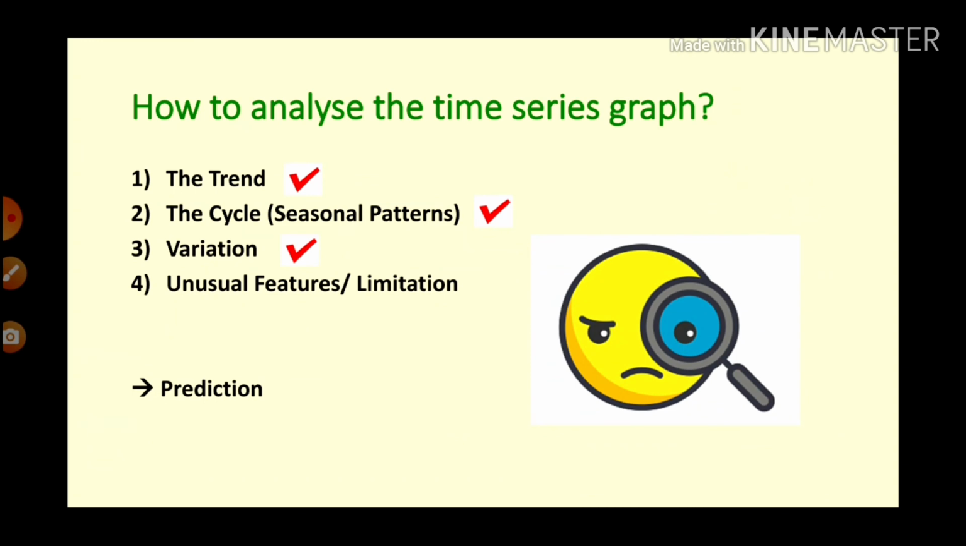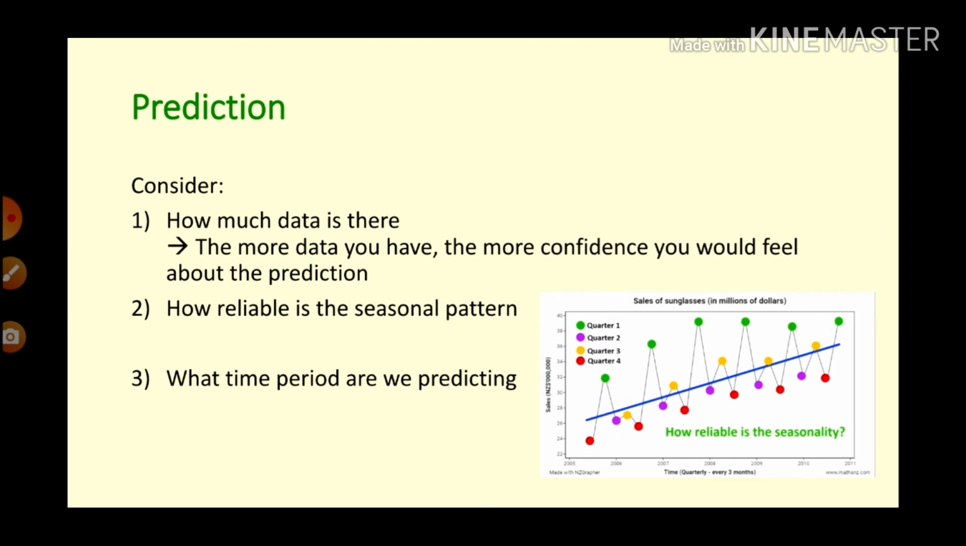Okay, so yes, we covered the trend, seasonal pattern, variation, unusual features, and also limitation. That sort of thing, including the unit and in context obviously, is what you need to discuss when you're analyzing the time series graph. Okay, so then, using that, let's see if we can make some prediction. These three steps are what you need to consider when you are making prediction.